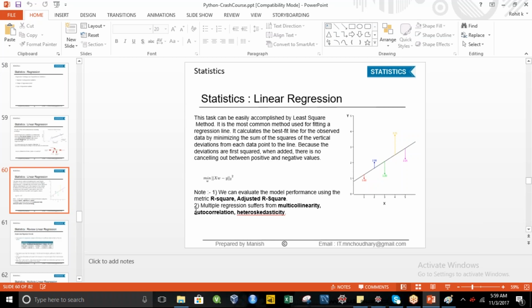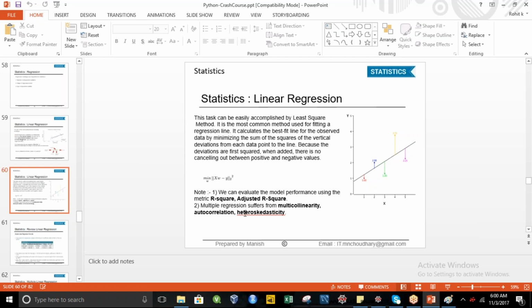Autocorrelation comes in when, over a period, we are collecting the same records, and we find that there is some relation between the previous and the current record. Some relation. And heteroscedasticity. What is heteroscedasticity?